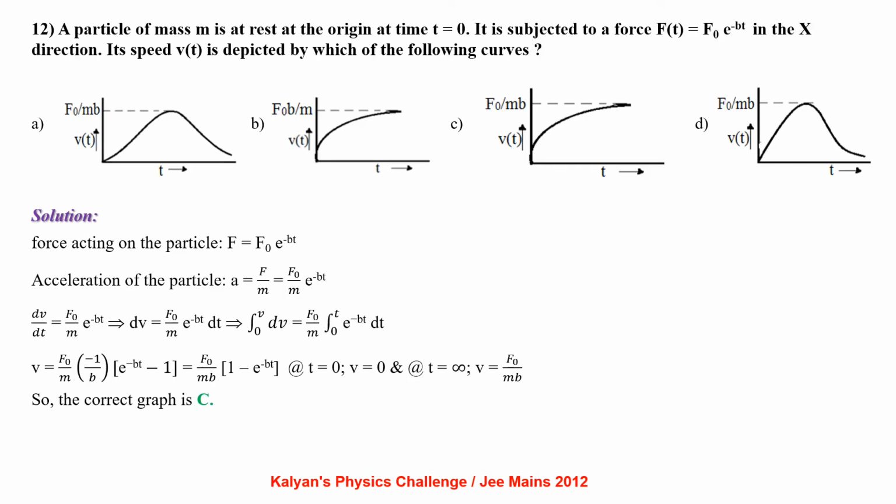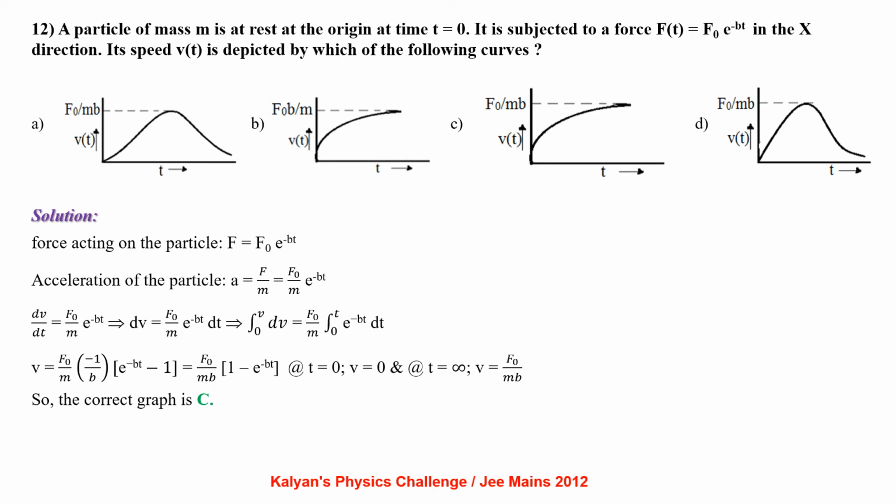A particle of mass m is at rest at the origin at t equals 0. It is subjected to a force F(t) equals F naught e power minus bt in the x direction. Its speed v(t) is depicted by which of the following graphs?